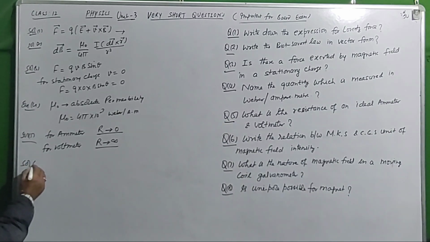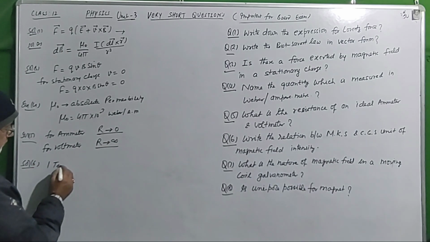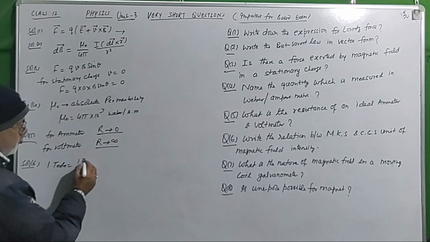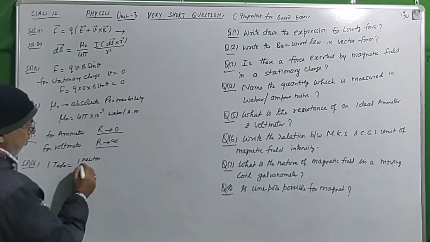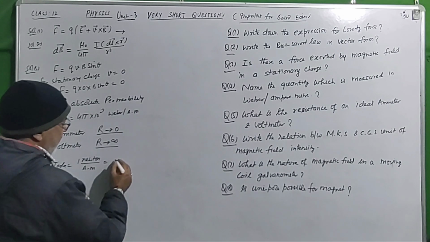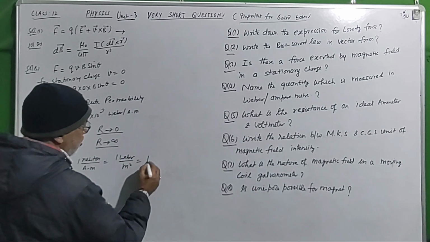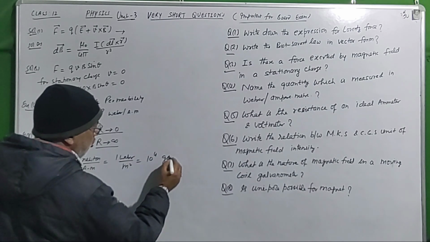Question 6. Write the relation between the MKS and CGS unit of the magnetic field intensity. Sir, I am telling you all the possible units. 1 Tesla, the MKS unit, is 1 Newton per ampere meter, is 1 Weber per meter square, is equal to 10 to the power 4 Gauss.